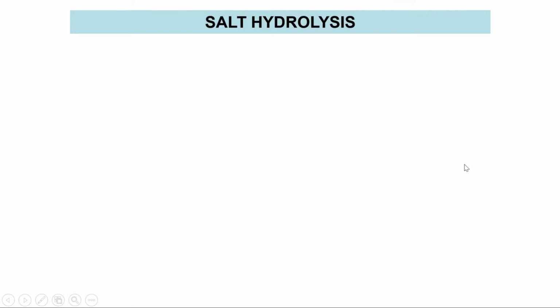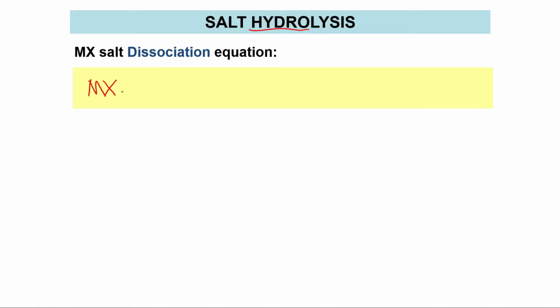Salt hydrolysis. So we can see the word hydro here. That means the salt will react with water. But before reacting with water, it will first dissociate into its anion and cation. So we must know how to write the correct dissociation equation for a salt. So let's try to write the dissociation equation for MX salt. So MX salt aqueous dissociates completely, so we are using the single-headed arrow, into its cation and anion.